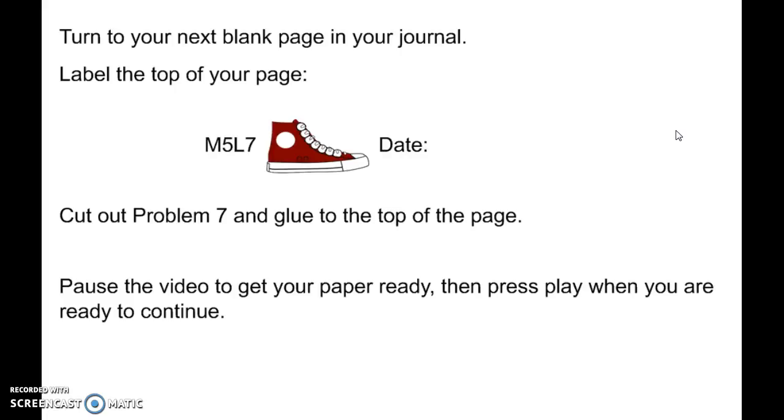Turn to your next blank page in your journal. Label the top of your journal M5L7 for module 5 lesson 7 and then include today's date. Cut out problem 7 and glue it to the top of the page. Pause the video to get your paper ready, then press play when you are ready to continue.